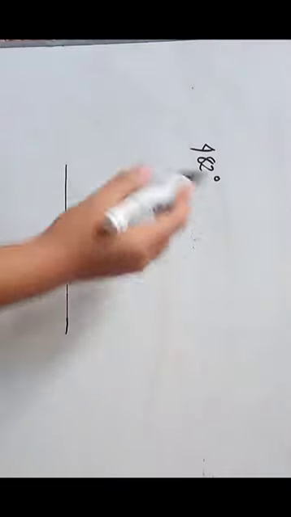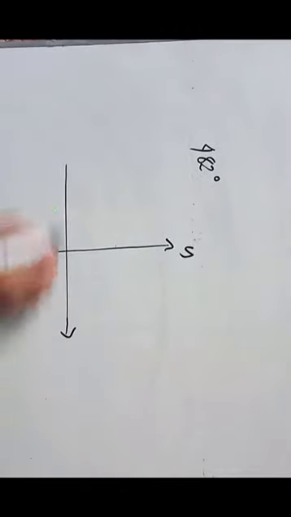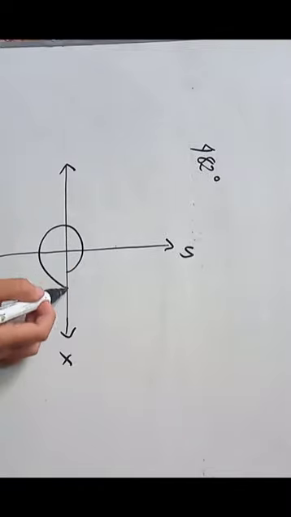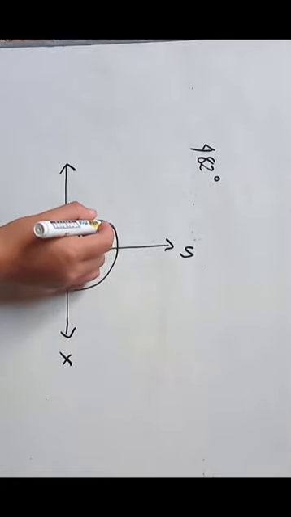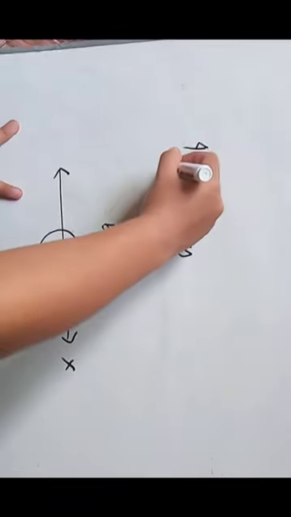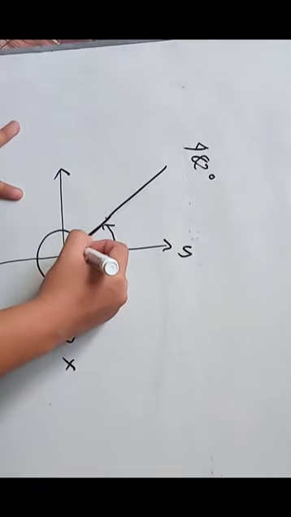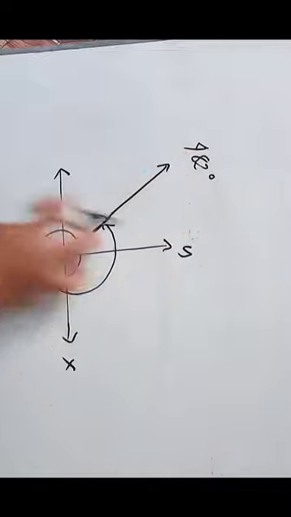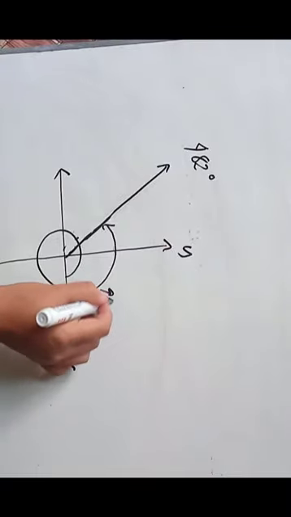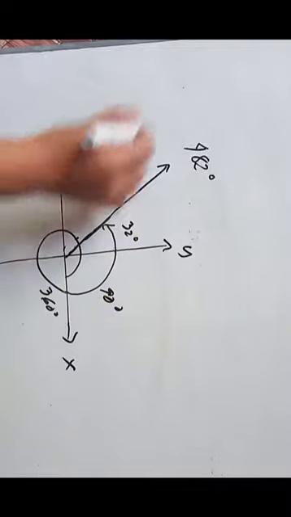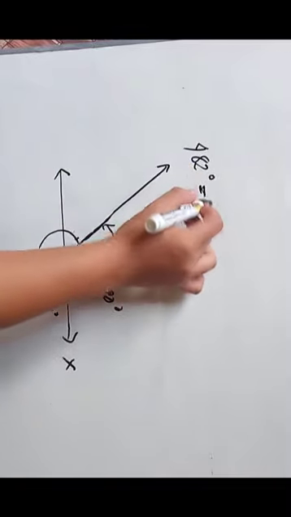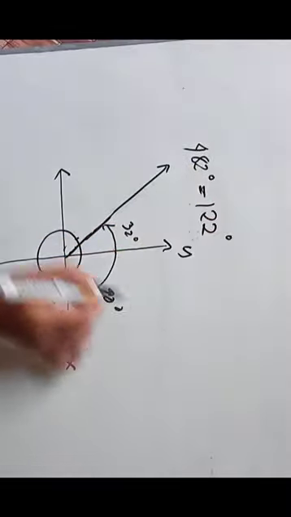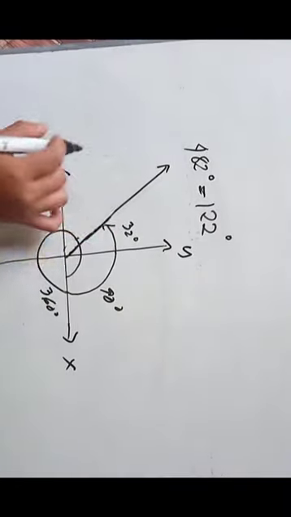Let's have another one. We have 482 degrees. Let us locate. This is 360 degrees. This is 450 degrees. This is 482 degrees. Here that is 360 degrees, this is 90 degrees, and 32 degrees, a total of 482 degrees. So the least coterminal angle of 482 degrees is 122 degrees, because 90 plus 32 degrees is 122 degrees.